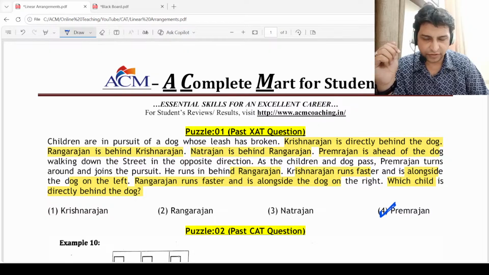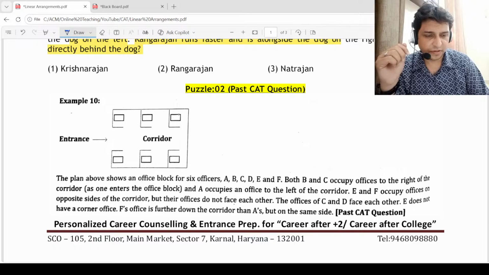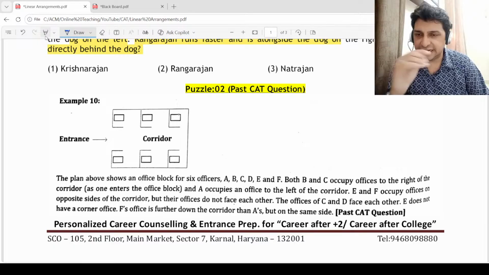The next puzzle from CAT, past year CAT questions we have. The picture in front of you is showing a corridor and there's an entrance to this corridor. The plan above shows an office block for 6 offices. So 1, 2, 3, 4, 5, and 6 offices: A, B, C, D, E, F. We don't know the order.